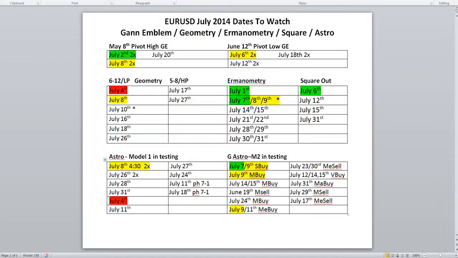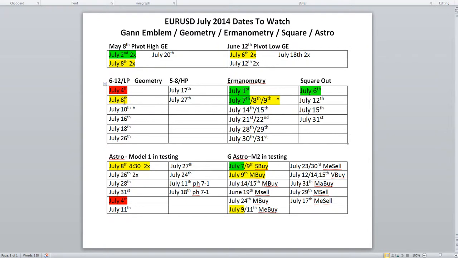Lastly, it's dates on geometry. You can see that the 1st, 7th worked out well. We've got the 8th, which is tomorrow, the 9th. So I'm expecting, the 9th, sun buy, moon buy, buy signals. I'm watching tomorrow at 4:30, see what's going to happen there. Could probably be a pivot high.